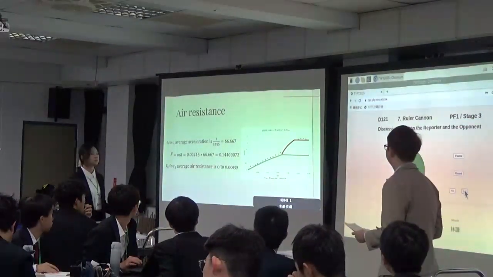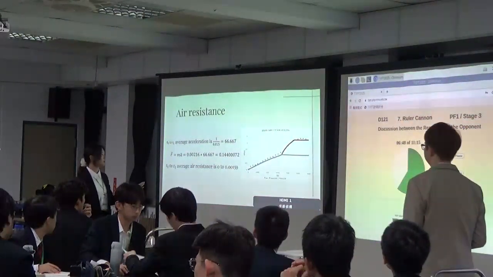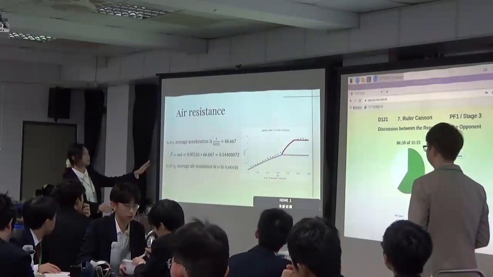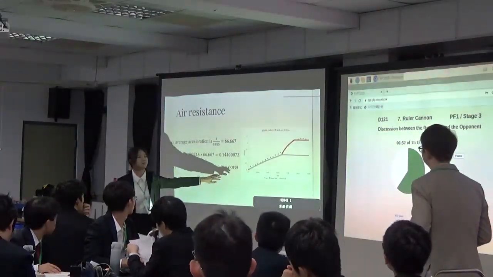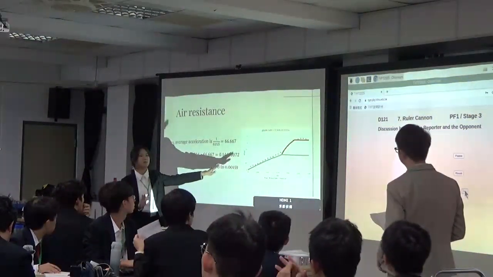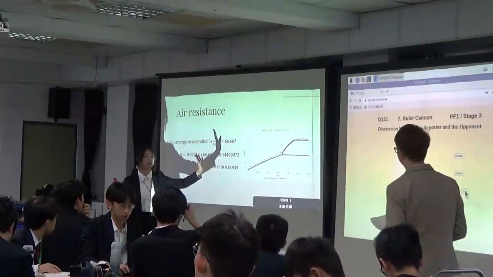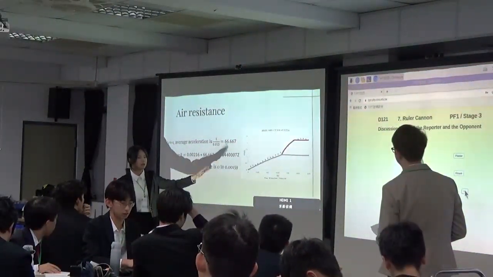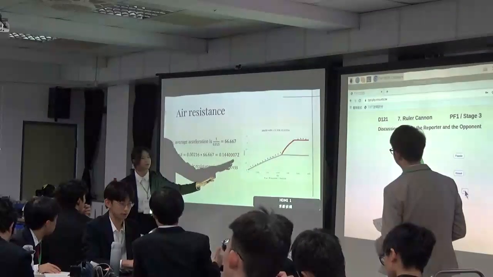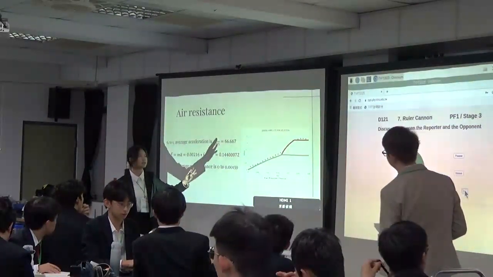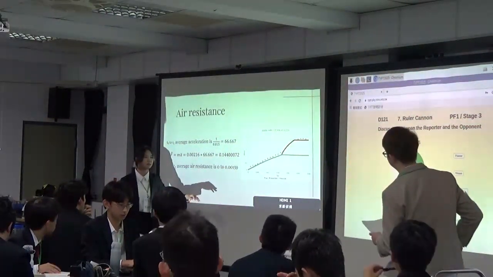So what is T1 and T0? From this bar chart, one part is where I calculated the air resistance, and the other is where I didn't calculate the air resistance.